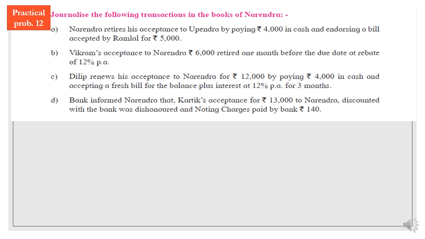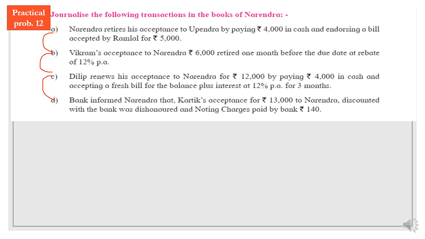Journalize the following transactions in the books of Narendra. So Narendra will be the drawer in all the cases, and there will be many drawees in all the 4 transactions. It means, students, one transaction is not related to another, the second is not related to the third, and the third is not related to the fourth. They are totally different from each other.